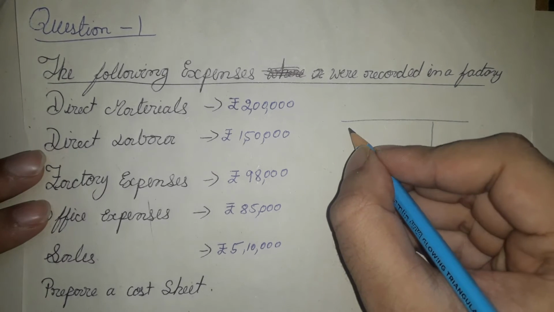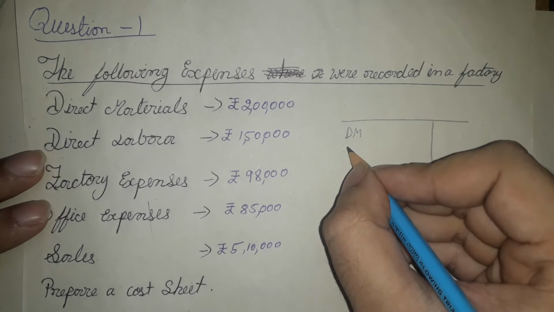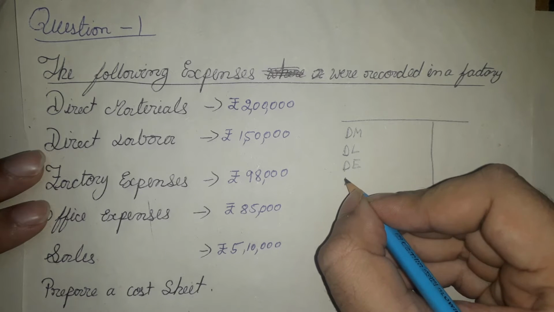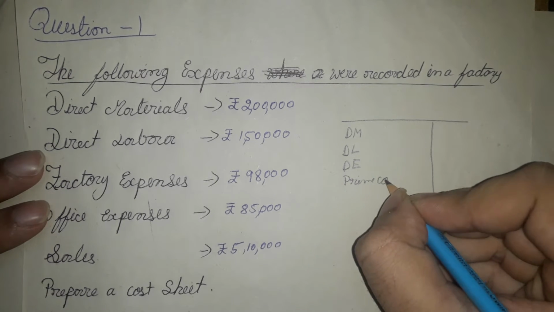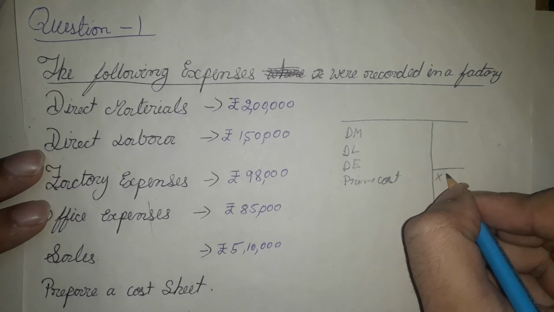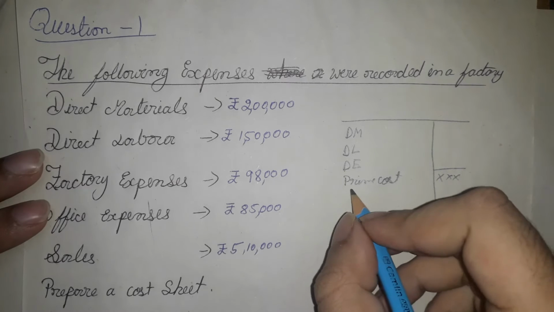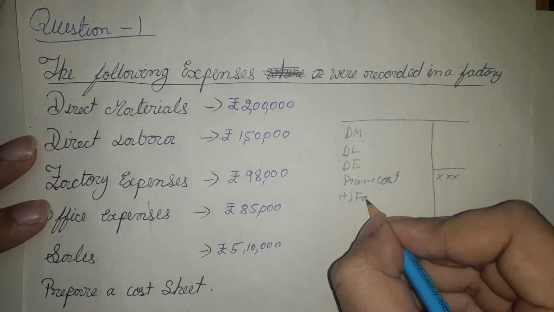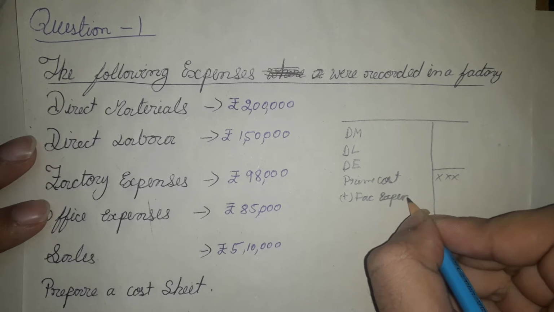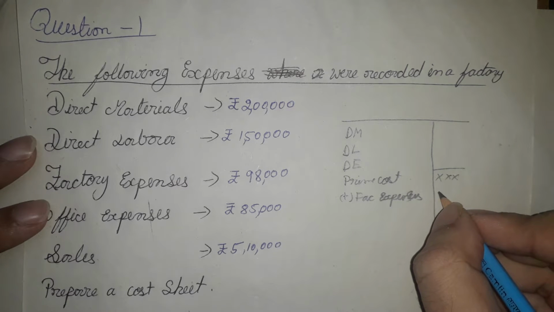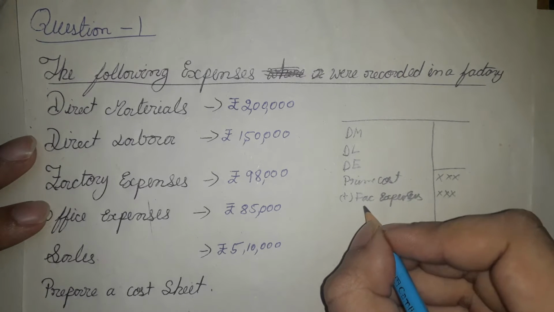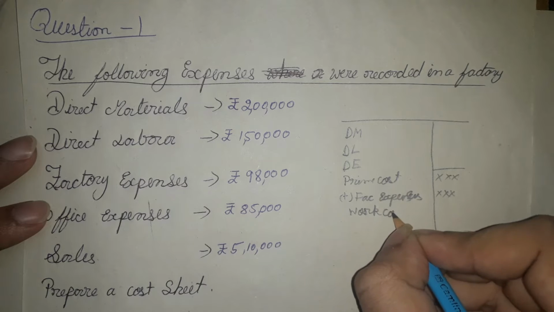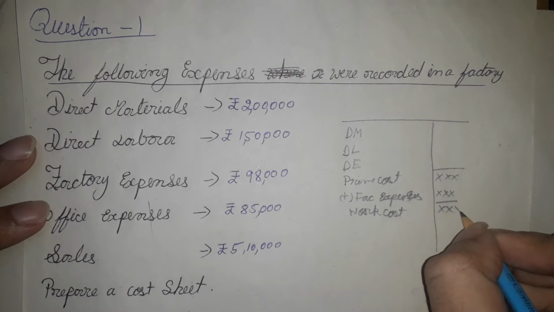So we start with our direct materials, to which we add our direct labor, our direct expenditures to arrive at our prime cost. Okay, so we arrive at our prime cost. That is our first step. Then we add our various factory related expenditures to arrive at our work cost. So that is our work cost.